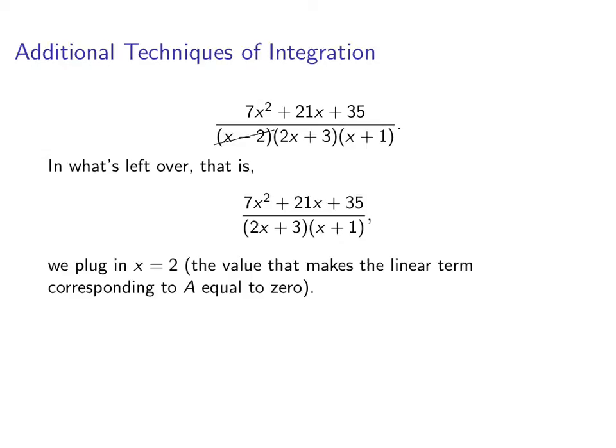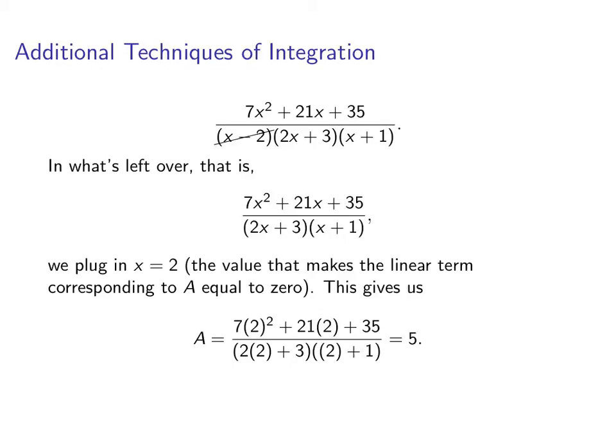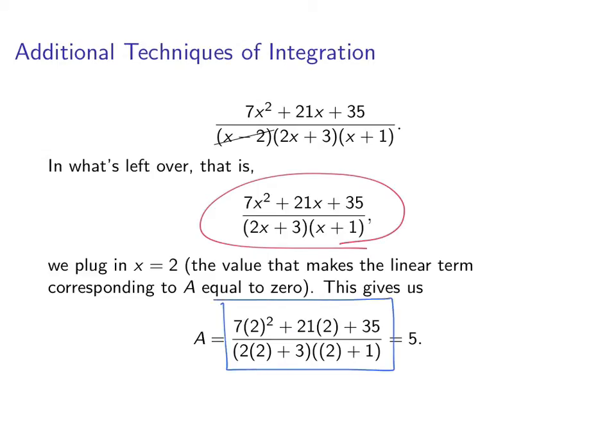And I want to plug in x equals 2. Why am I plugging in x equals 2? Because that's the thing that makes the denominator underneath a equal to 0. What was underneath a? It was x minus 2. And what would make that equal to 0? It would be 2. So that's what you're going to plug in, and that's going to give us a. If you plug 2 into the leftover portion here, you find out what the value of a is. Now, this is a pretty horrible looking value, but I went ahead and worked it out. It actually comes out to 5.